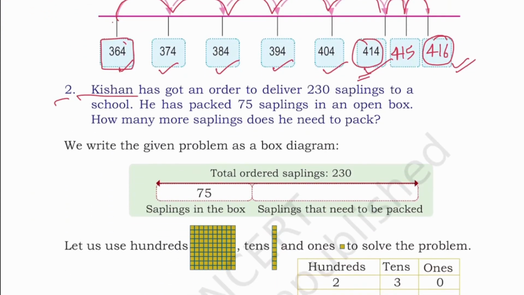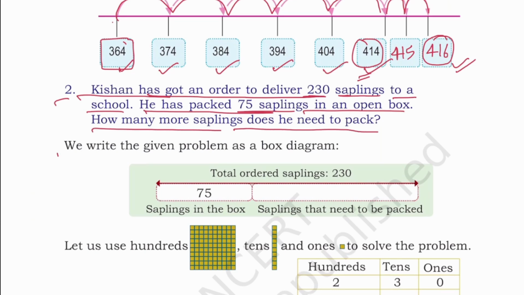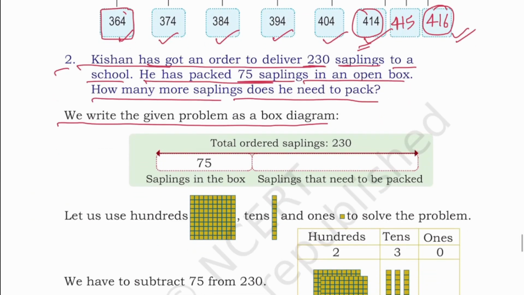Kisan has got an order to deliver 230 saplings to a school. He has packed 75 saplings in an open box. How many more saplings does he need to pack? We write the given problem as a box diagram.